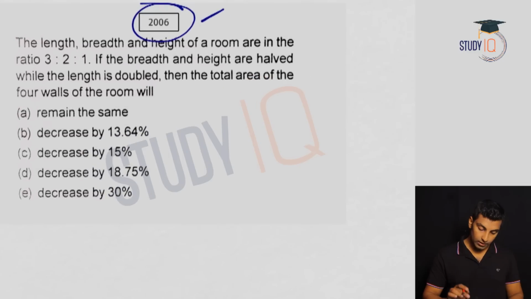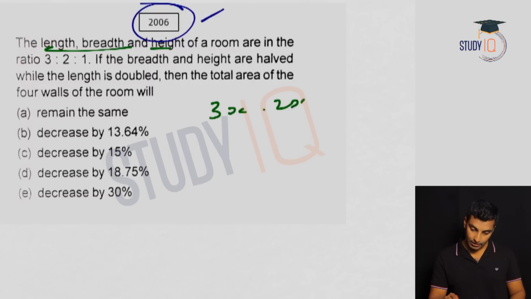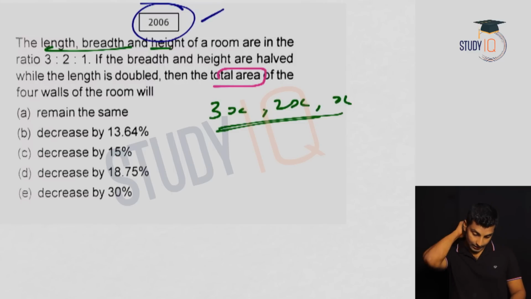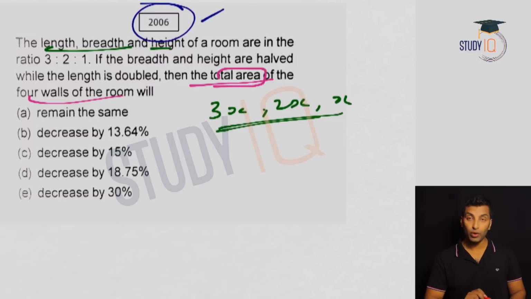Okay, so how will you solve this? See, you can assume that the initial length, breadth and height as 3x, 2x and x. So this is the assumption that you can make. And then, what is the question? What will happen with the total area? Then the total area of the four walls of the room will be, right?